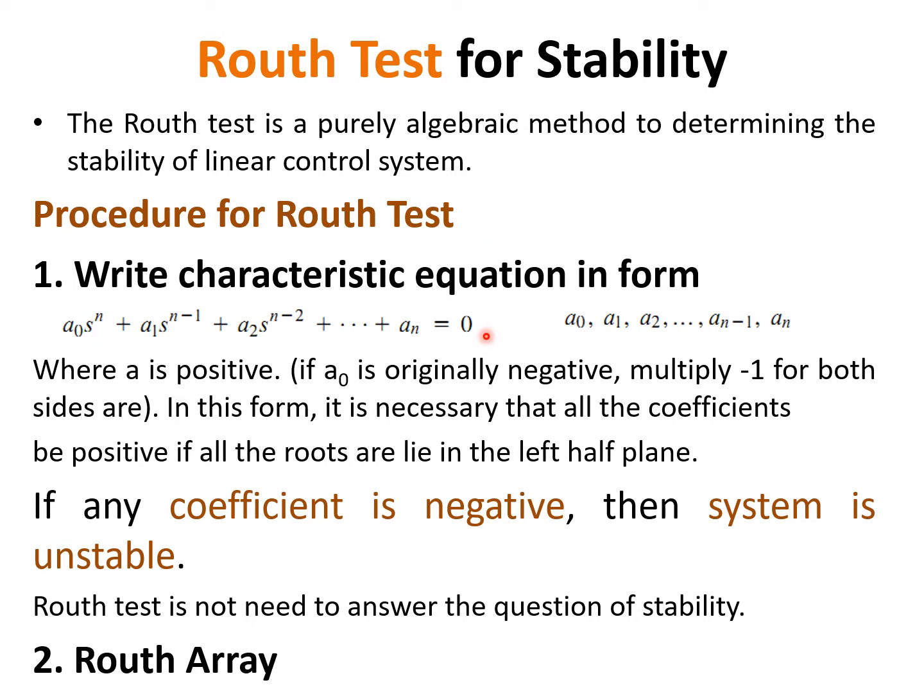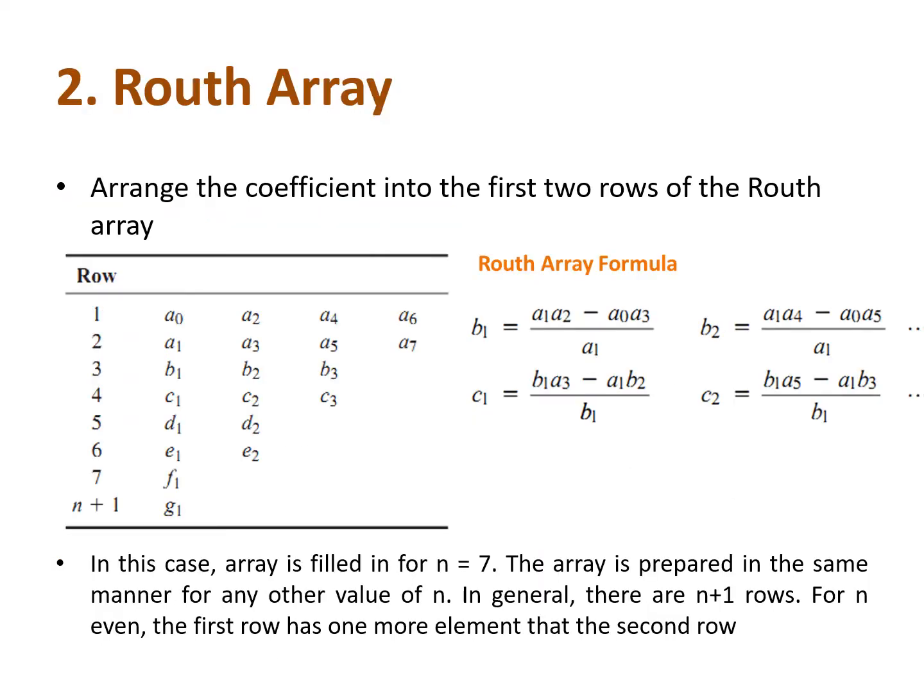We have to continue with the Routh array method, as we will see next. In the Routh array method, we set up the Routh array in such a way that we arrange the coefficients in the first two rows of the array. There are 7 coefficients in this case. The first row contains a0, a2, a4, the even coefficients. The second row contains the odd coefficients a1, a3, a5, and so on. You can see here, and the other coefficients in the other rows are given by this formula here.